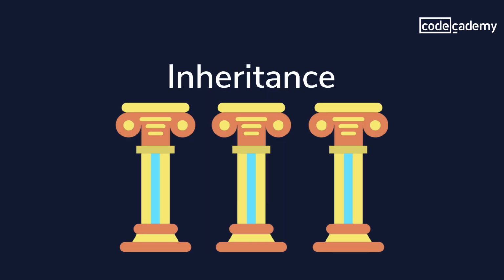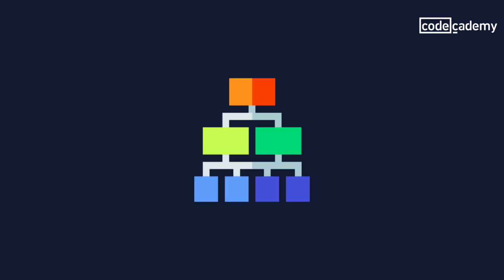Now that we've taken a look at the first two pillars, let's take a look at the third, which is inheritance. In object-oriented programming, inheritance allows a class to inherit all of the functionality of another class. This allows us to share code between multiple classes and reduce the amount of code that needs to be written overall.